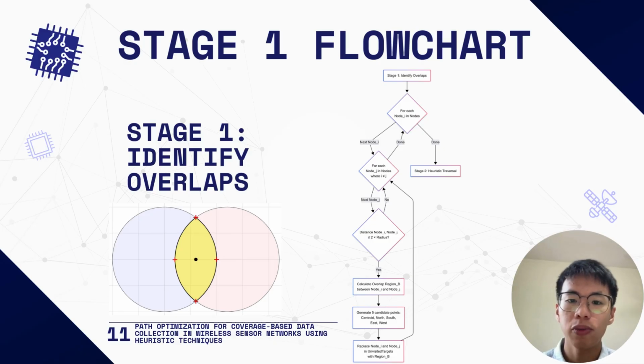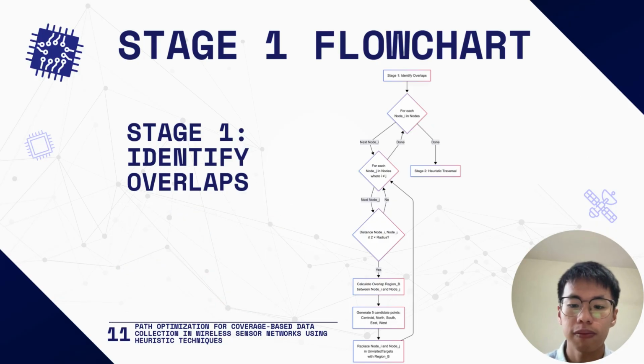5 candidate points will be generated for that region B, and the 5 candidate points are the centroid and 4 cardinal extremes. These 5 points are shown in the diagram on the bottom left, where the black dot is the centroid and the 4 red crosses are the cardinal extreme points. The two nodes' locations will be replaced by the 5 candidate points when all nodes have been checked. Stage 1 is done and stage 2 starts.